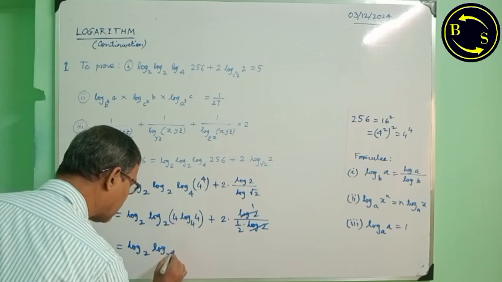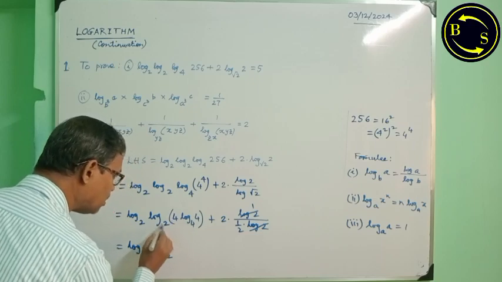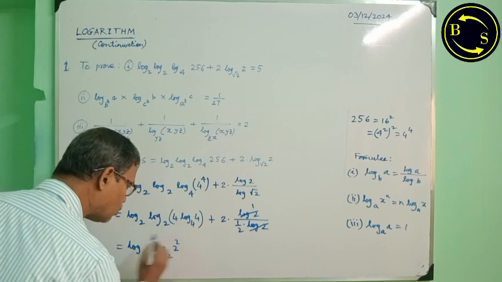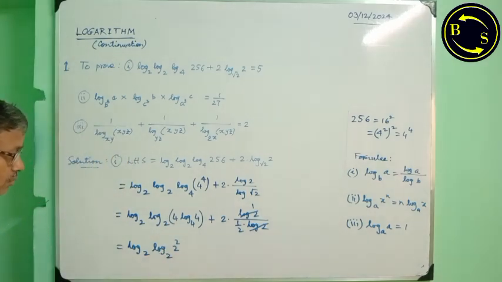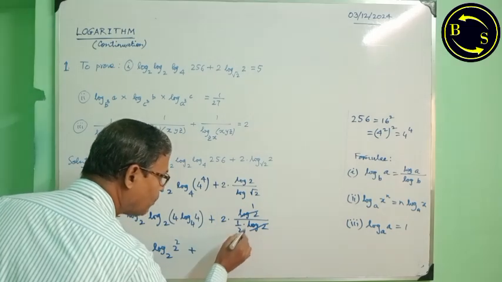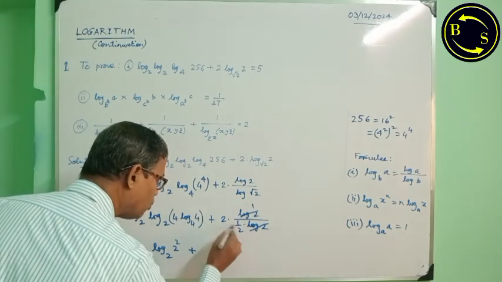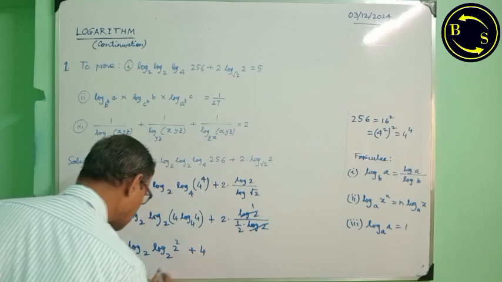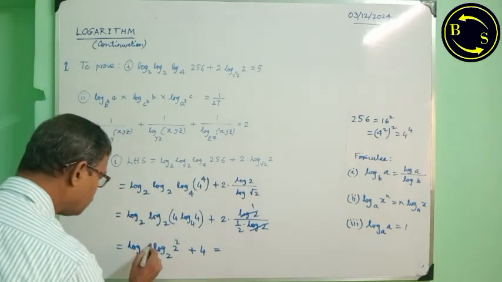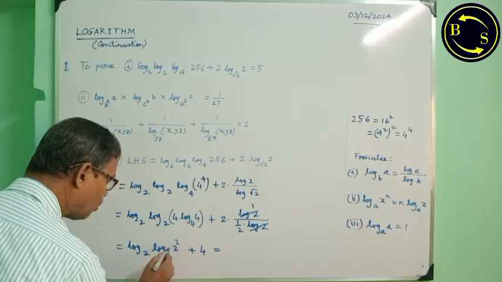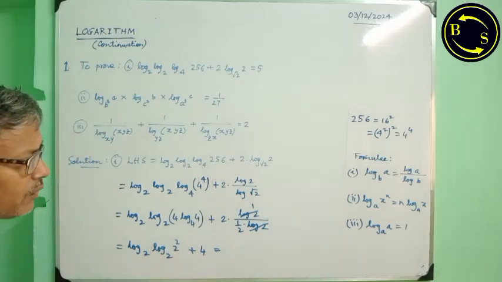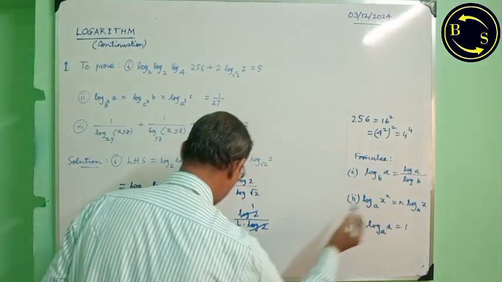Now 4 can be written with base 2. We write 4 like this, 2 square, plus 2 half is there at the denominator. Therefore, finally it will be 2 into 2, that means 4. We write on the right side: now log of 2 square to the base 2. This power will be taken in front as per this formula.